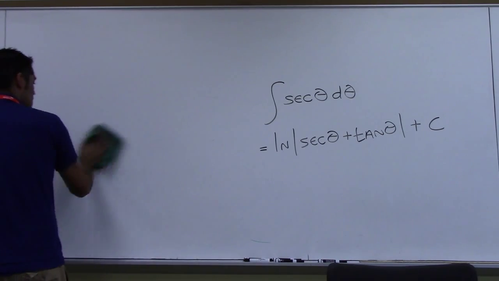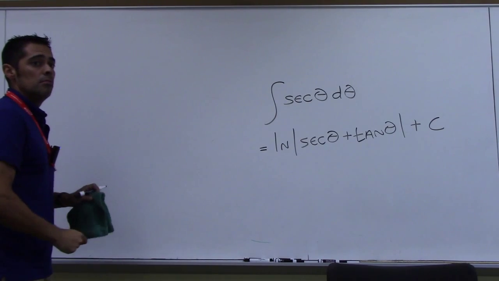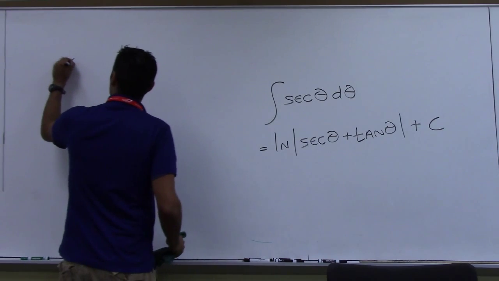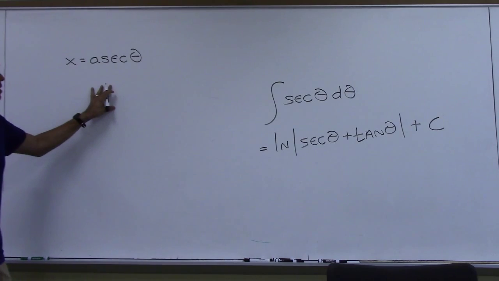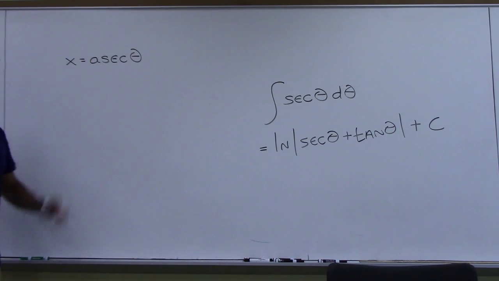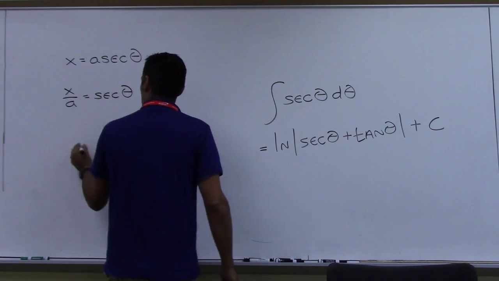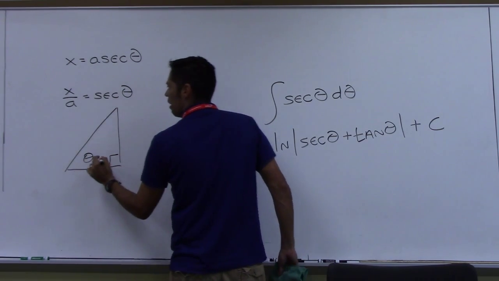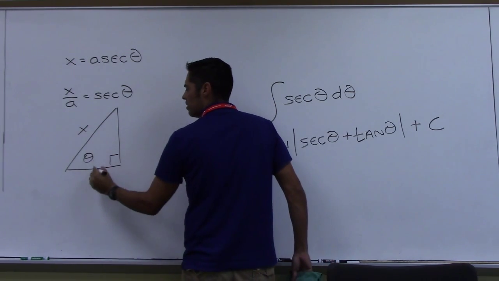Okay, so I'm still at this table. What is the information I'm going to use to draw my triangle? What equation do I use? X equals a secant theta, which was the original substitution, right? That's what you used to construct it. And then divide by a. Right triangle time. Hypotenuse over adjacent. So the hypotenuse I should label x, and the adjacent a.